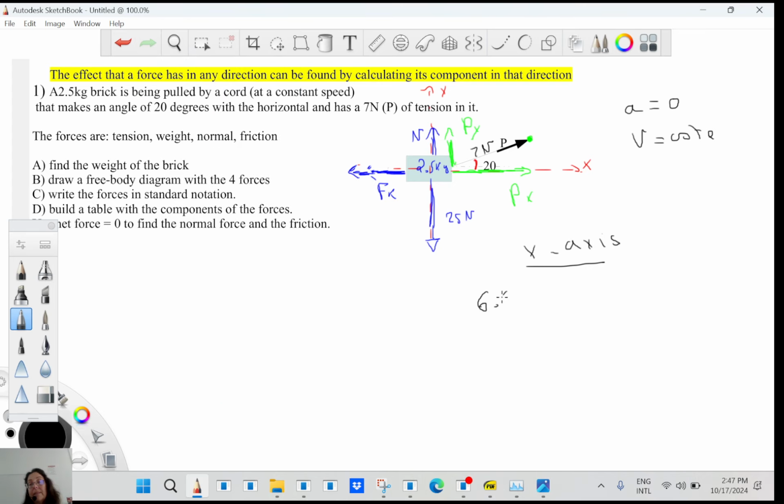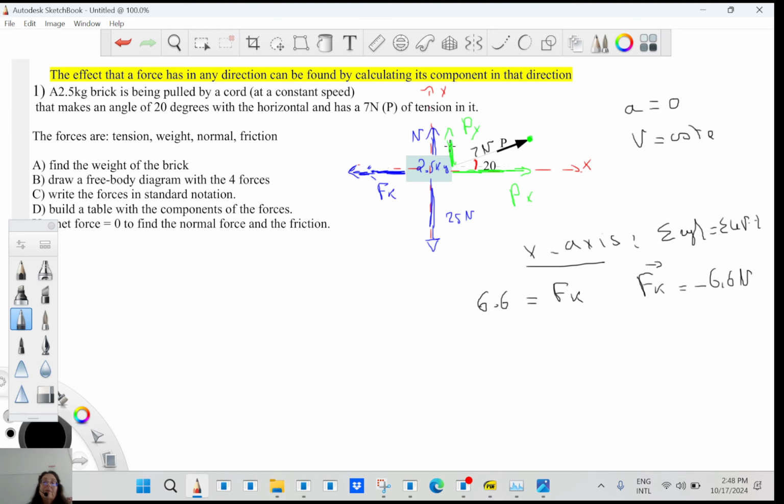6.6, so it's in equilibrium. So everything to the right equals everything to the left, right? In magnitude, I only take the magnitude. So 6.6 to the right equals the kinetic friction. So in magnitude, the vector will be negative 6.6 Newton. Agree? So that will be the kinetic friction.